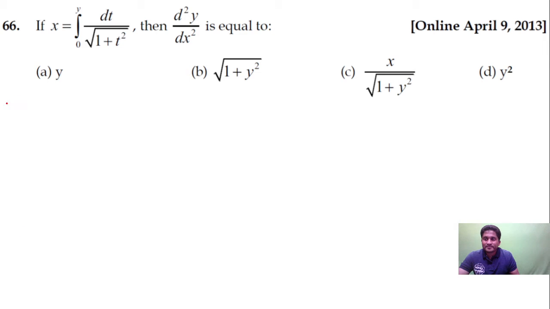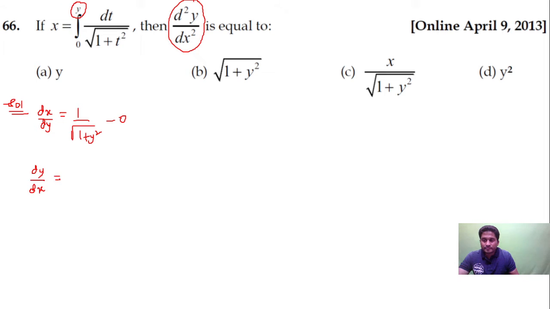Hello everyone. I'm supposed to find out d square y by dx square, right? So if I use Leibniz rule, that is differentiation of a definite integral, dx by dy is equal to differentiate the upper limit in place of t. Differentiate the upper limit y with respect to y is 1. In place of t, you put upper limit root of 1 plus y square. Differentiation of lower limit is 0. This is dx by dy. If I reverse, I get dy by dx is equal to root of 1 plus y square.